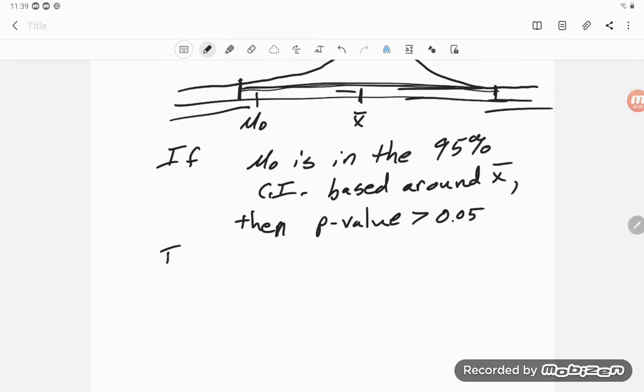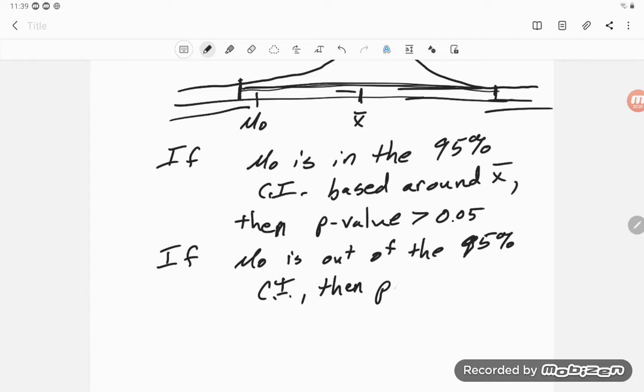And if mu zero is out of the 95% confidence interval, then the p-value is less than 0.05. So you could use a confidence interval to do a test of a single hypothesis, but it's nice to get a p-value.